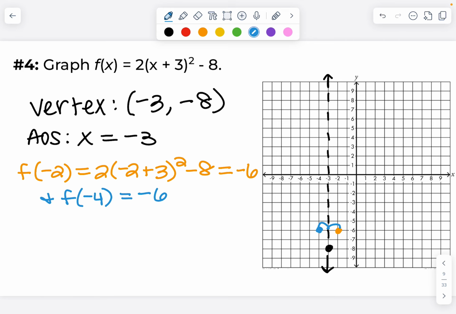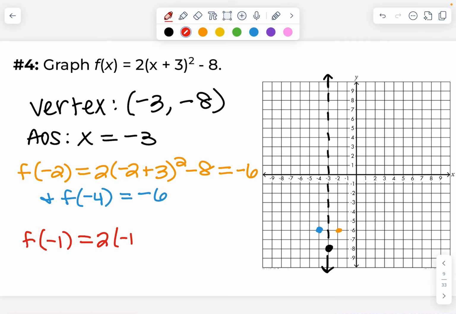Okay, so that's 2 points. We really don't like to just draw a graph based off 3 points, the vertex and these 2 that we just found. So what we're going to do is find 2 more points. Instead of negative 2, I'm now going to find negative 1. So I want to find what my y value is at negative 1.